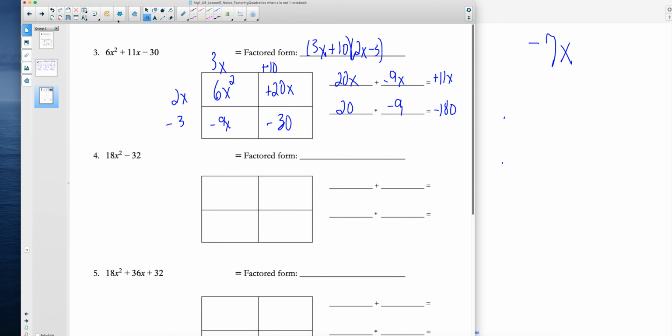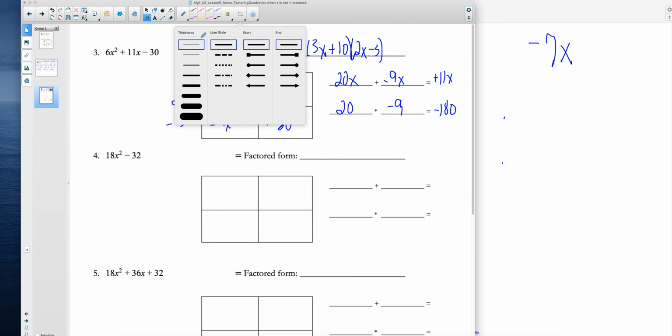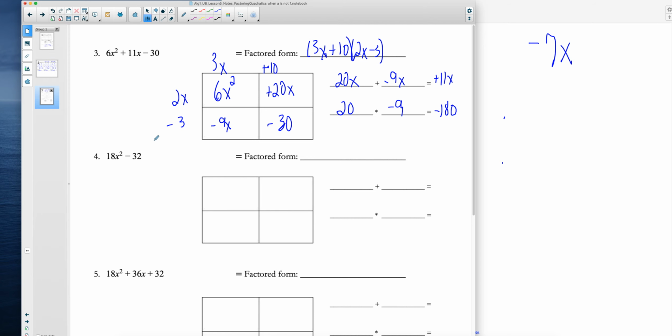All right, now when we look at number 4, the first thing is this does have a GCF. At minimum, we know 18 and 32 are both even, so it tells us at least 2 goes into them. So when I look at 18 and 32, I'm going to take that 2 out. That's going to be a 9x squared minus 16. I left my square off the x there. There we go. Now we can put our a term here, 9x squared, and our c term here.